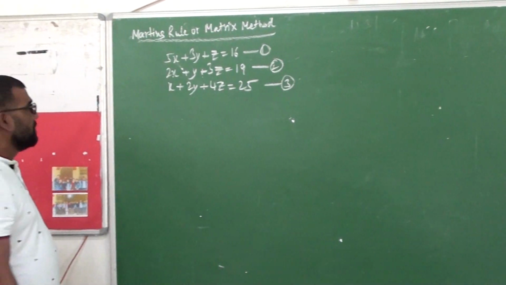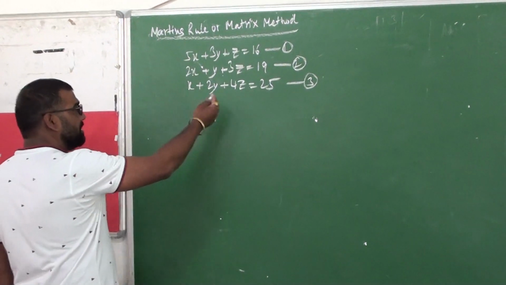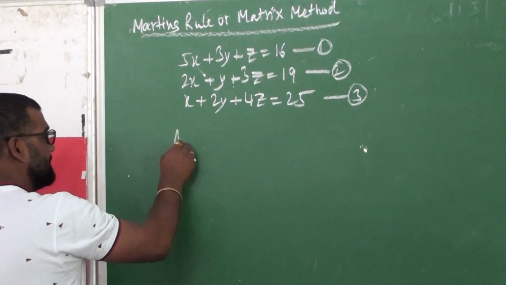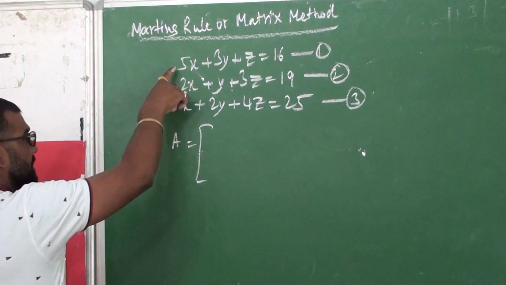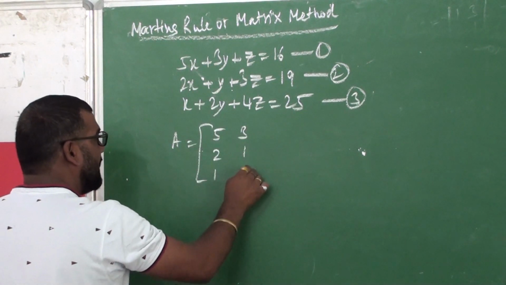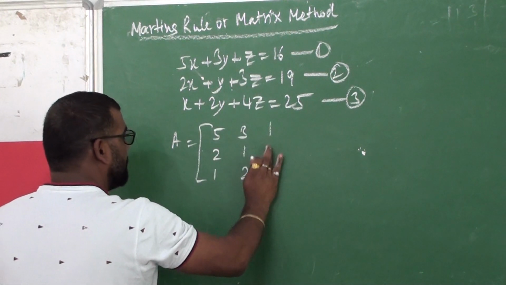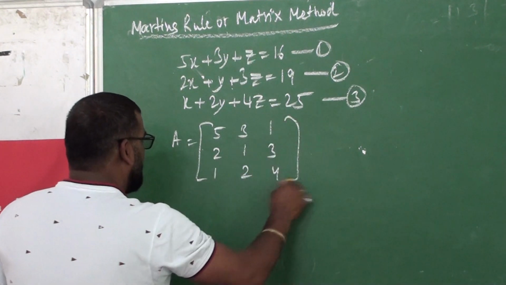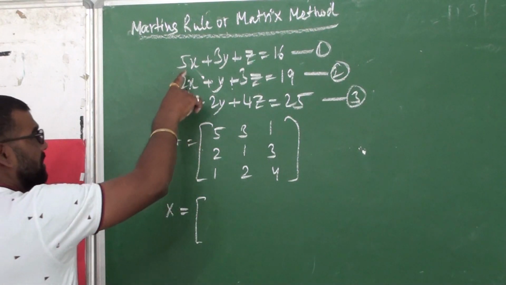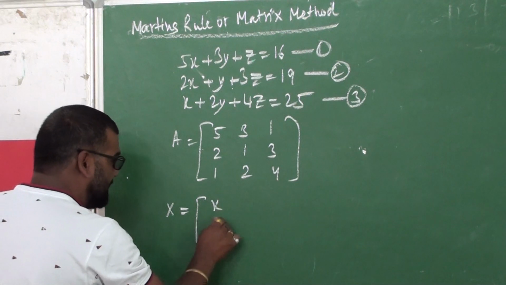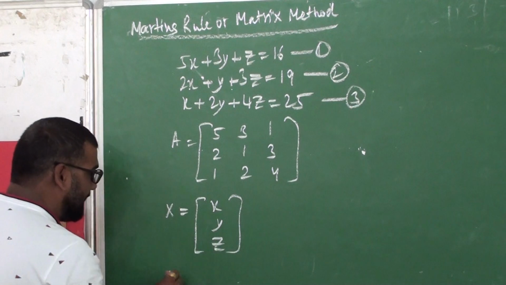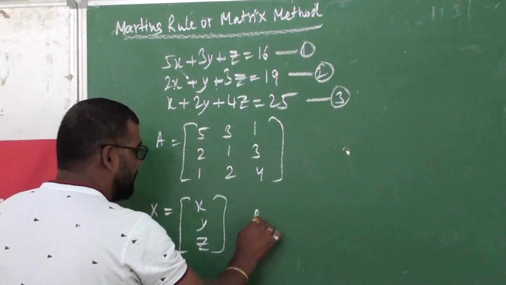Now we have Cramer's rule or the matrix method, which is given by three linear equations. I've written three linear equations. I'll write a matrix A, writing 5, 2, 1, 3, 1, 2, 1, 3 and 4. After that, I'll write X, which is the variables X, Y and Z. You'll always write this in a vertical manner, and after that you'll write B.